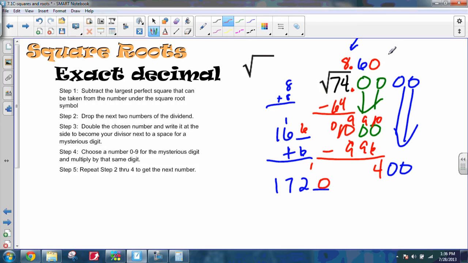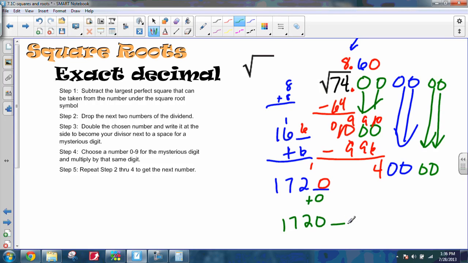But if you're very curious like I am, what is the next digit? Let's repeat the process one more time. So we have to drop the next two digits, turn this 400 into 40,000. And now we have to double our chosen digit. 0 plus 0 is still 0. So now this will be 1720 something going into 40,000. Let's estimate. 17 goes into 40 at most 2 times.